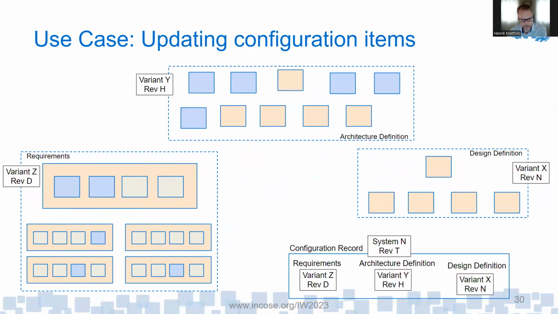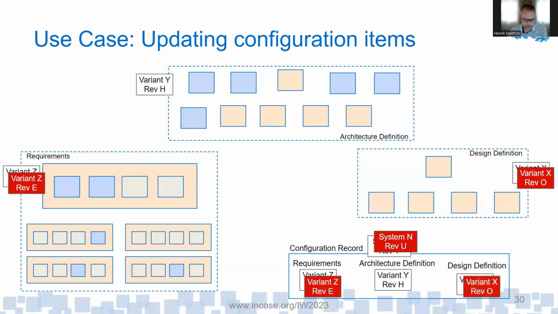Actually, it can. So let's say that we have a configuration record for the system already, including some specific revisions of the requirements, architecture definition, and design definition. And we know what we did, right? We revised the requirements and we revised the design definition. Okay, so we checked off that already. Now let me just confirm the validity between Rev E and Rev O, and that could actually be done in the configuration record. So I revised the configuration record. I include new revisions there on the requirements and design definition, and now we're good to go.